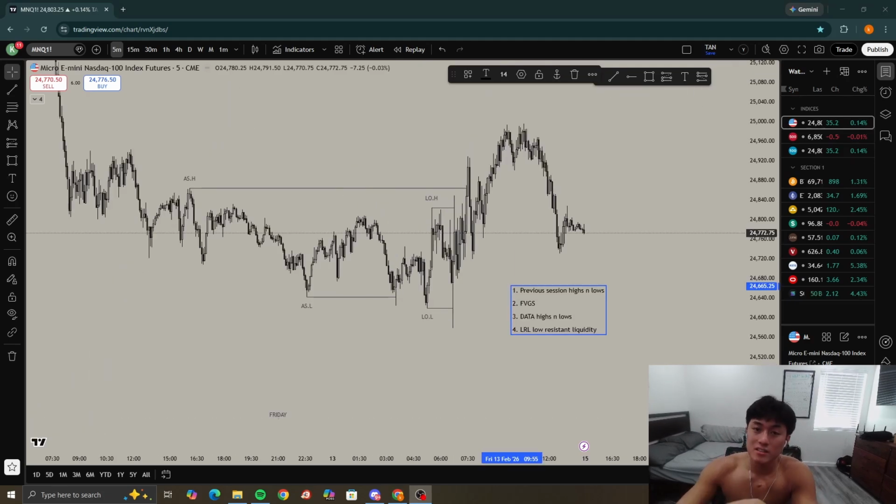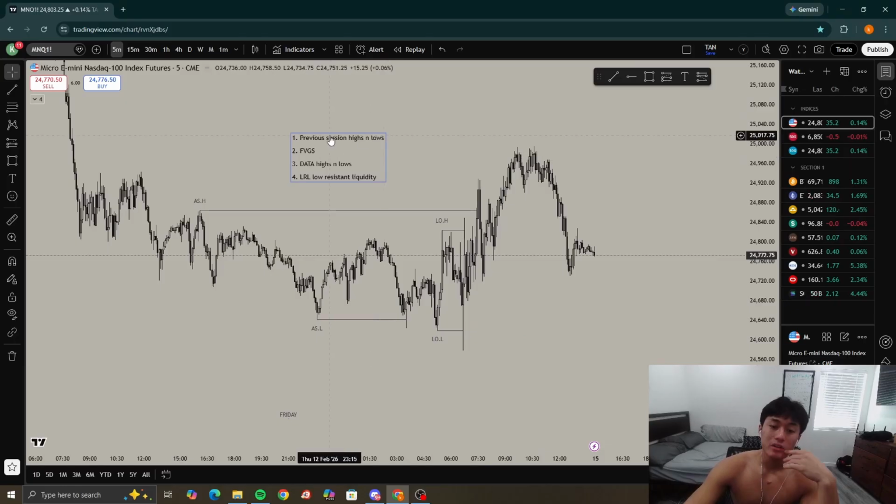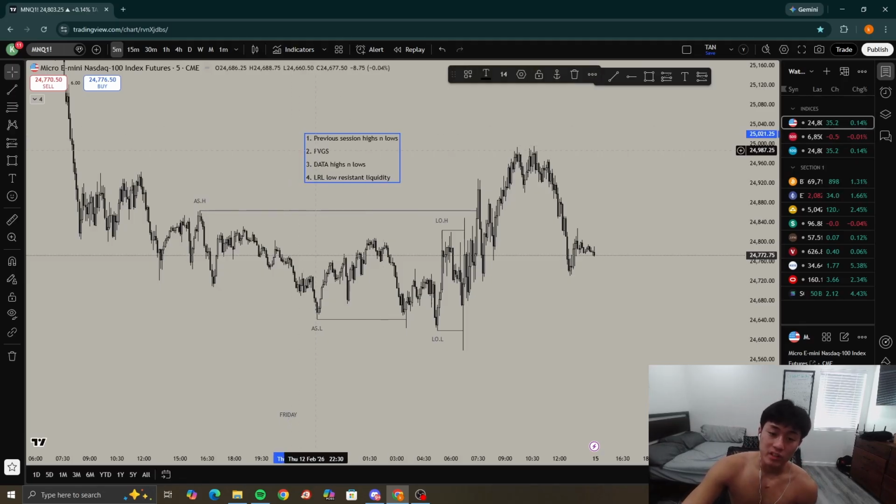Alright guys, let's get into this. My 4 main pools of liquidity. This is probably the ranking, I'll put them in as well. Starting off with previous session highs and lows, such as Asia and London session. Then I'll jump to fair value gaps as my next pool of liquidity that I use majority of the time.